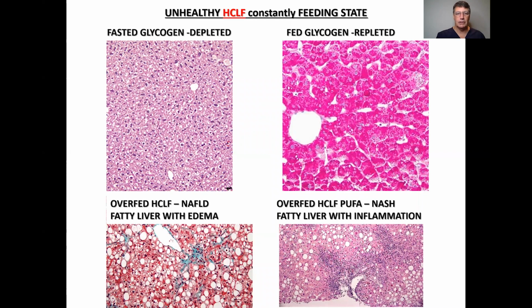Okay, and here we see that picture. In a normal liver, in the fasted state, you've got glycogen depletion. Very pretty, normal-looking liver. In the fed state, you've got huge accumulation of glycogen, which is this pink substance. It's a PAS stain. The other thing also, folks, to look at over here is that under healthy conditions, every hepatocyte is directly connected to the bloodstream.